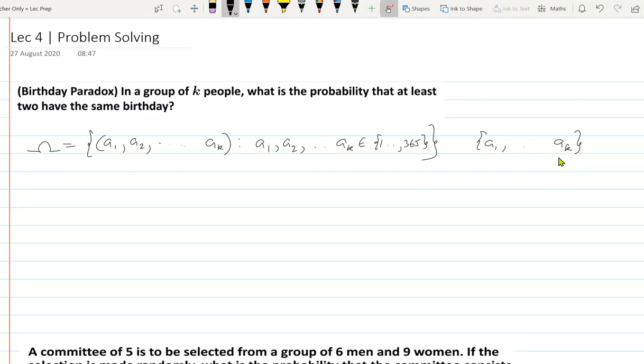Okay. And what is the size of omega? As many of you have already pointed out, it is 365 to the power k. And what is the problem? What is the probability that at least two have the same birthday? So how do you compute that? I think Rishabh initially said that, instead of computing that directly, it is better to compute the complement. So how do you do that?